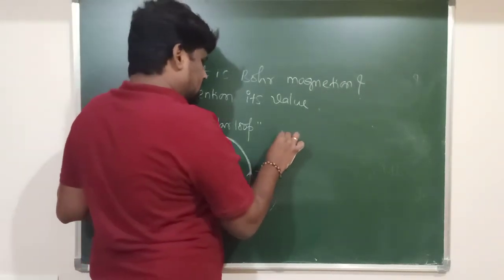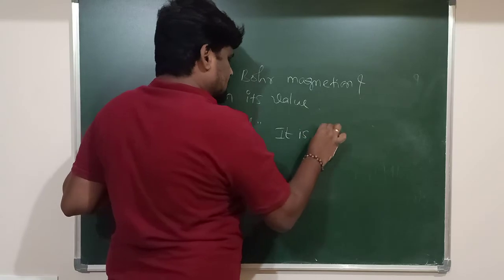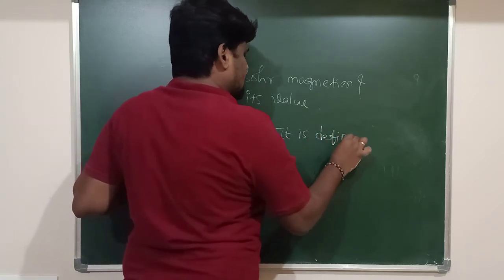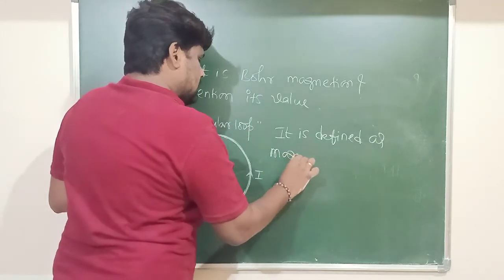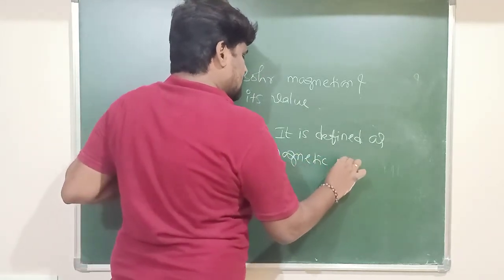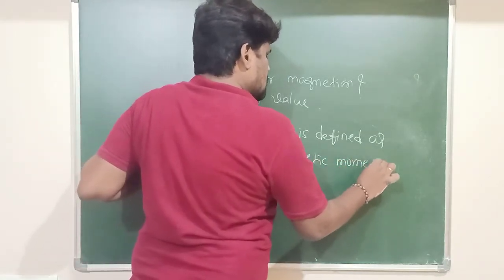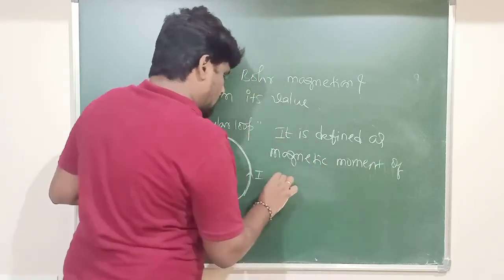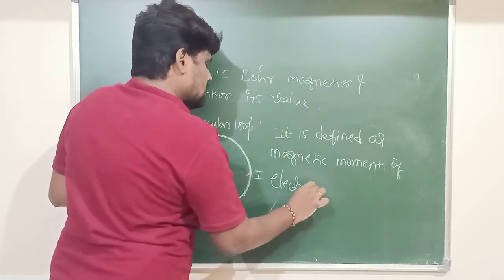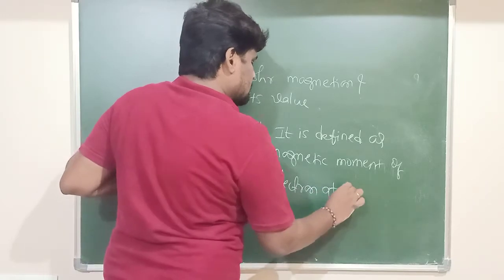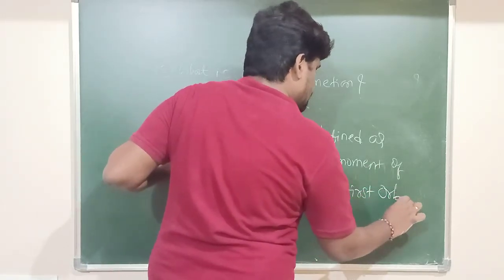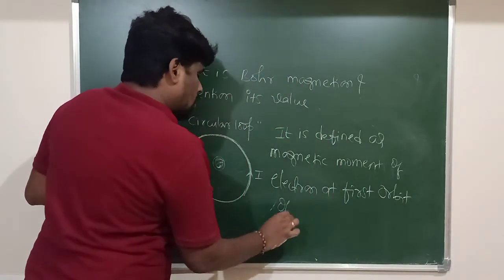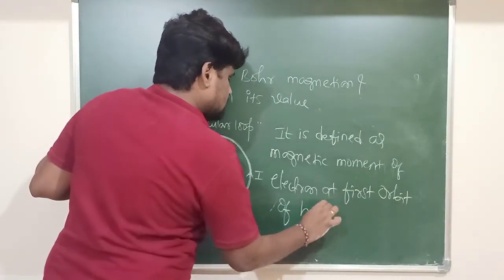So it is defined as magnetic moment of electron at first orbit of hydrogen atom.